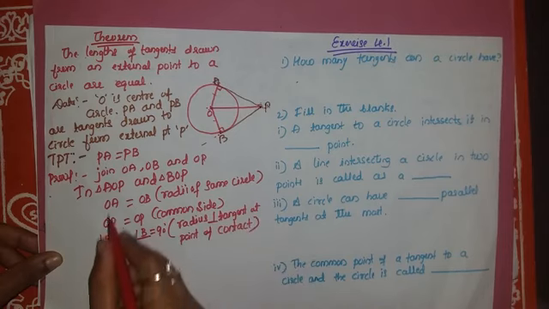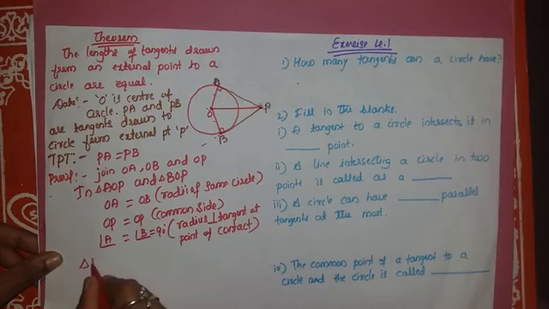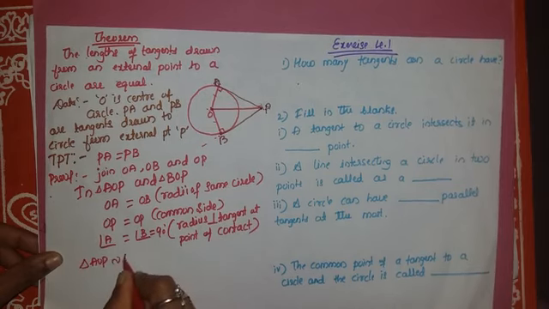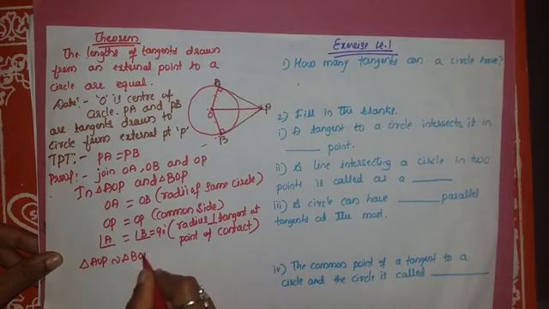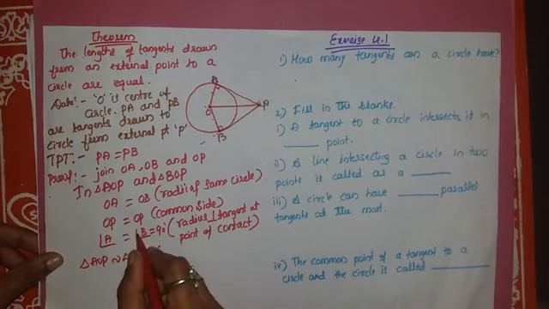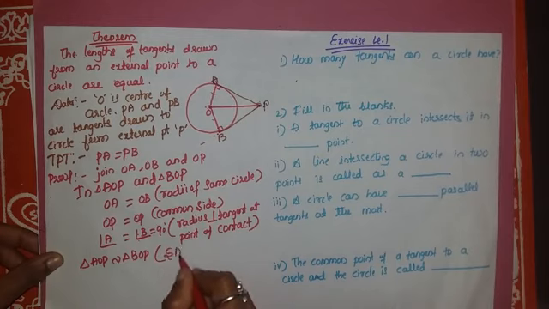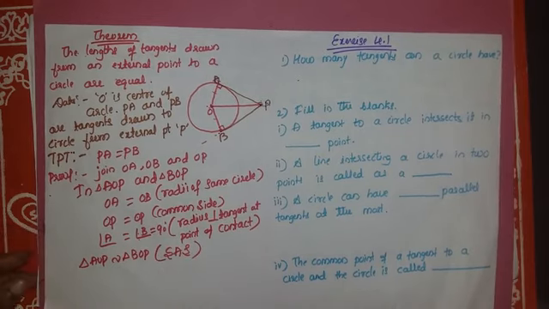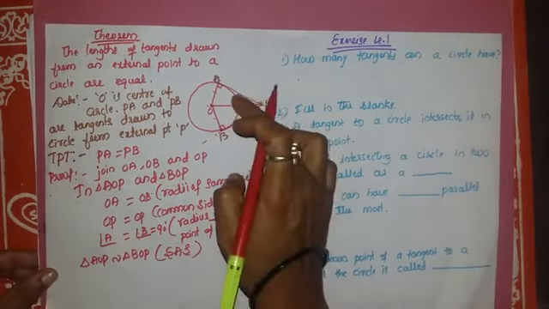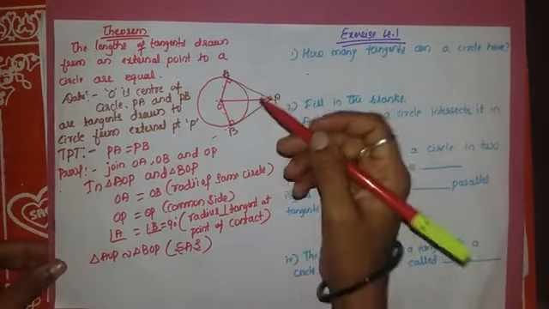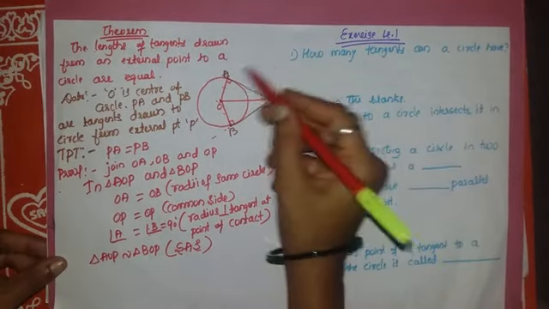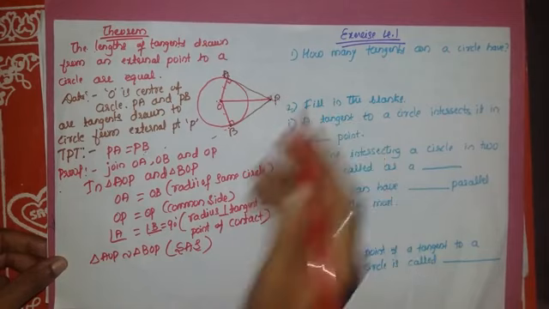So now these two triangles are similar by which postulate? Angle side side, or SAS postulate. So now automatically these two are similar, which means the corresponding sides are equal, that is AP equals BP.